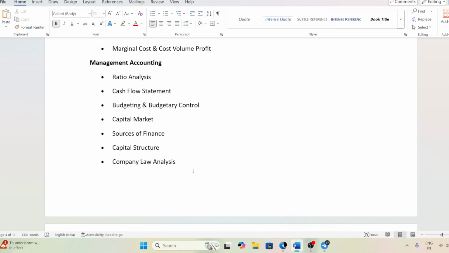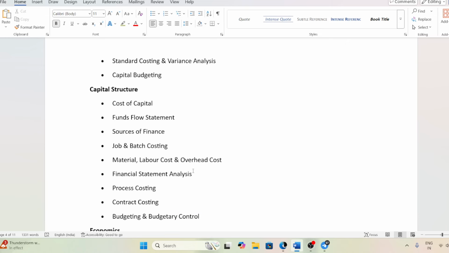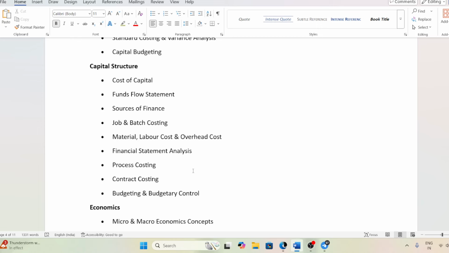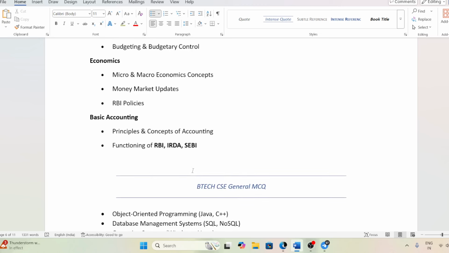Then management accounting: ratio analysis, cash flow statement, budgeting, capital markets, source of finance, capital structure, company law analysis, standard costing, variance analysis, and capital budgeting. Then we have capital structure, cost of capital, fund flow statement, source of finance, job and batch costing, material, labor and overhead cost, financial statement analysis, process costing, contract costing, budgeting and budgetary control, economics, and the basics of accounting.